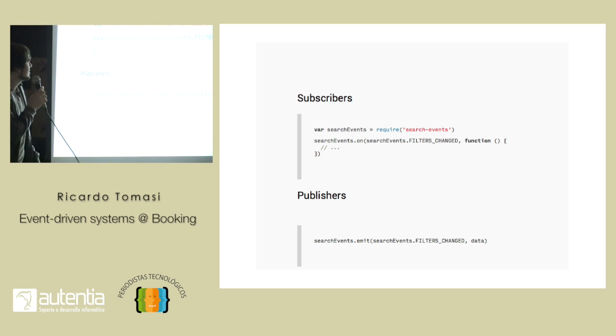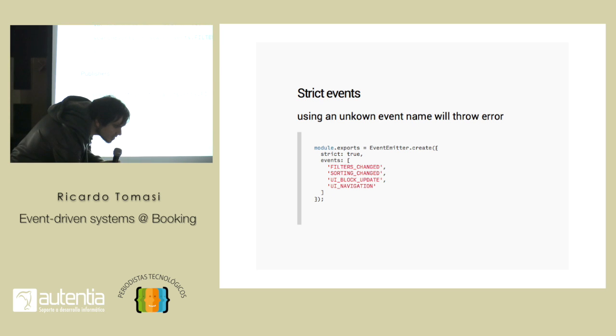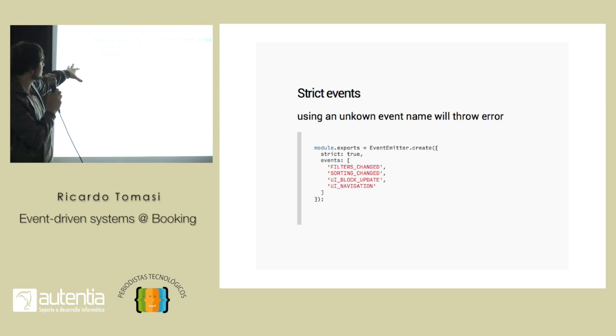So basically, to use this, you create, where's the definition? I missed some part of the code. So you create this, which is a module. You create an event emitter, which only accepts these events.